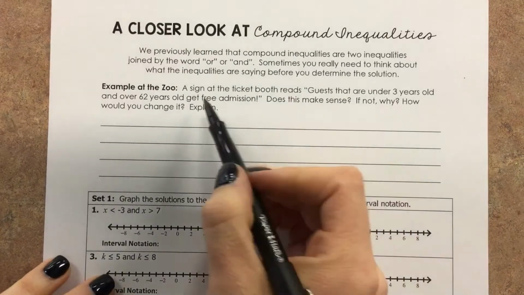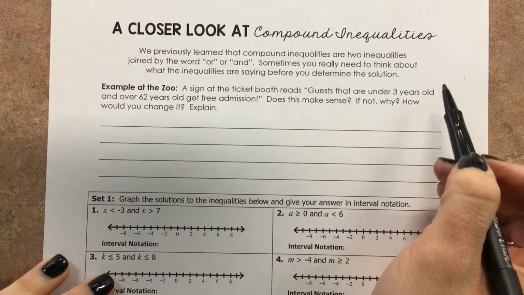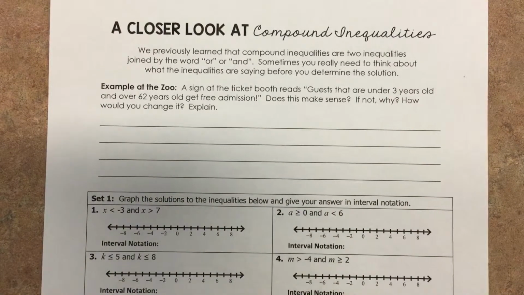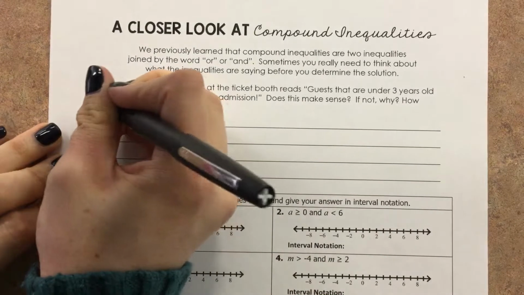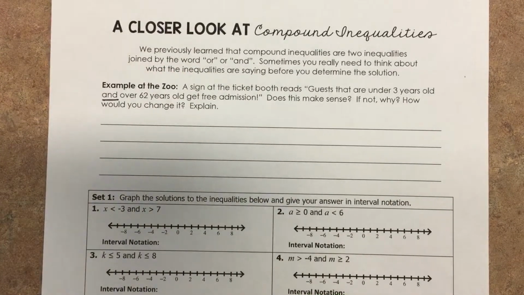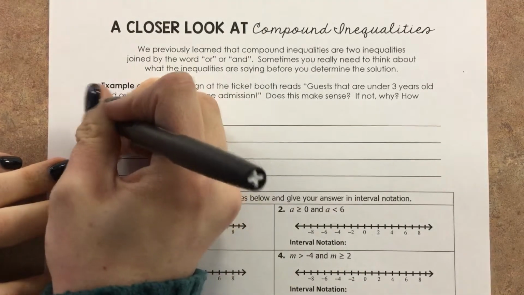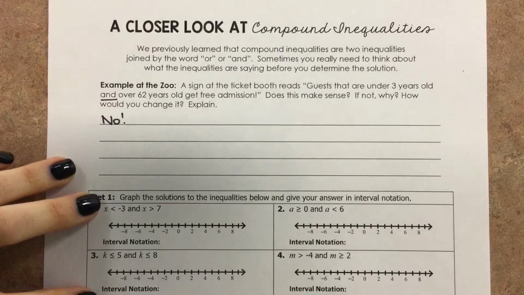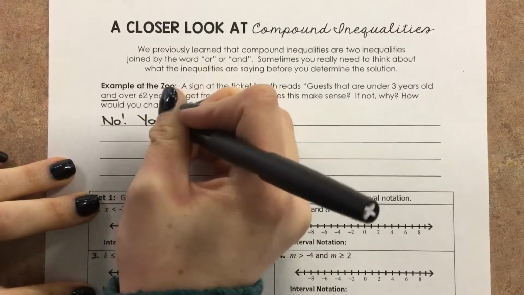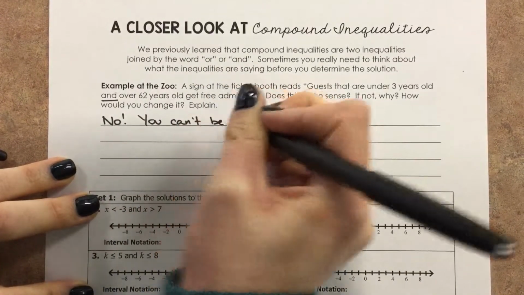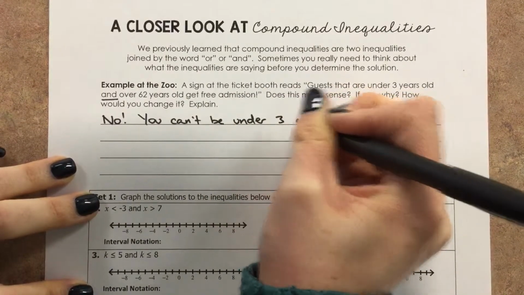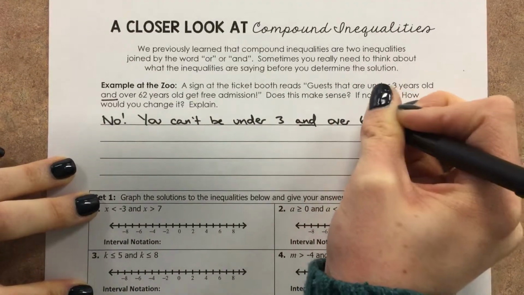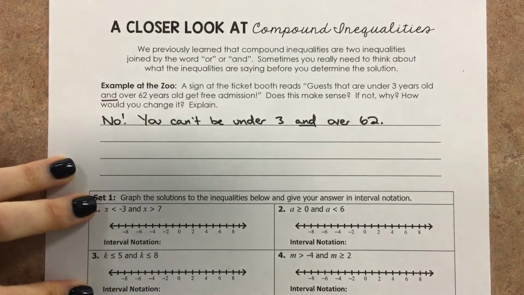So example. If you see a sign that says guests under 3 and over 62 get free admission, the question here is, does this make sense? Why or why not? So when we use the word and, it means overlap. And means you have to fall into both sets. So when they say, does this make sense? I would say, no, it does not make sense. The reason is you can't be under 3 and over 62. There's no overlap there. Those things can't happen at the same time.